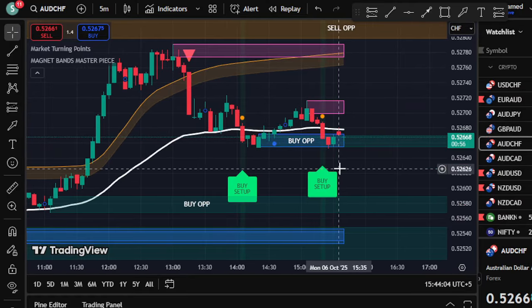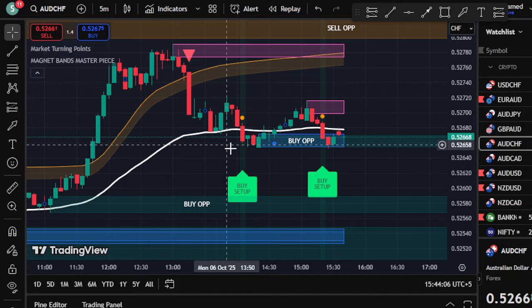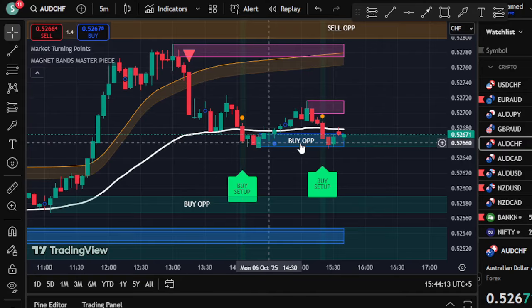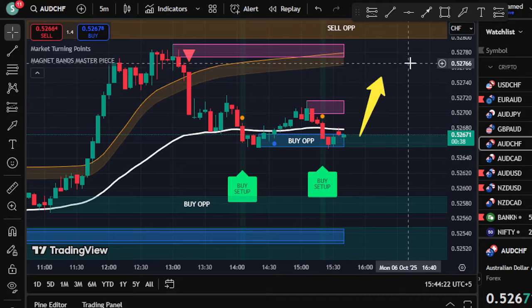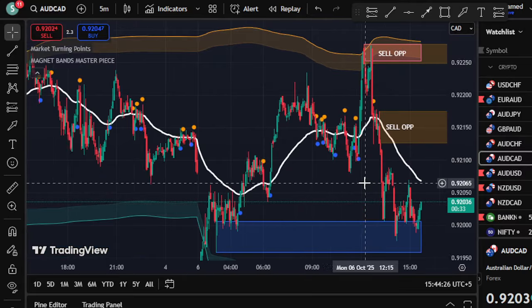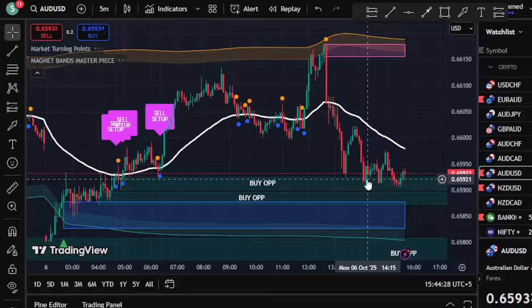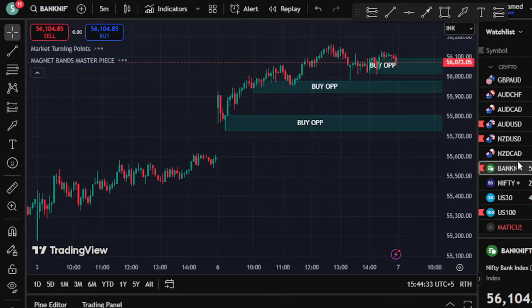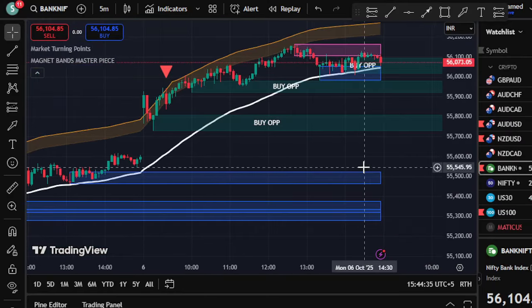Now just look at this one. This is another example, AUDCHF. The price is coming from the upper side, the market has given you a bearish breakout. Just look at this, the buy opportunity and also a blue level from the magnet bands masterpiece indicator. So now the price is most likely to go in the upper direction, and this is how things work with that particular indicator. And this indicator works on everything, like forex, crypto, stocks, whatever you trade.